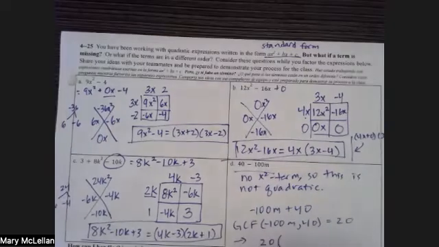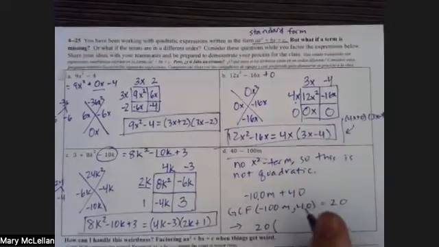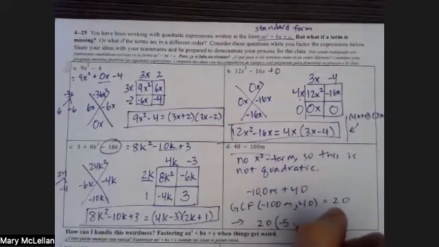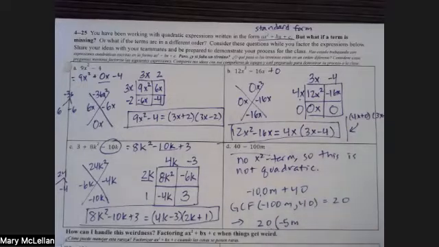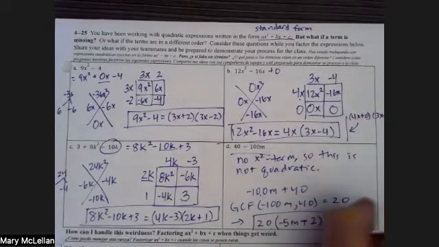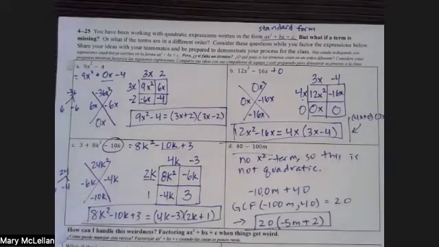So 20 times what is negative 100m? Well, it's negative 5m. 20 times what is 40? Well, that's 2. So negative 5m plus 2. Box it. You're done. Woohoo!